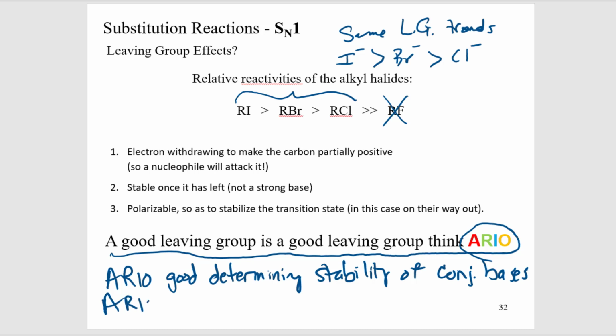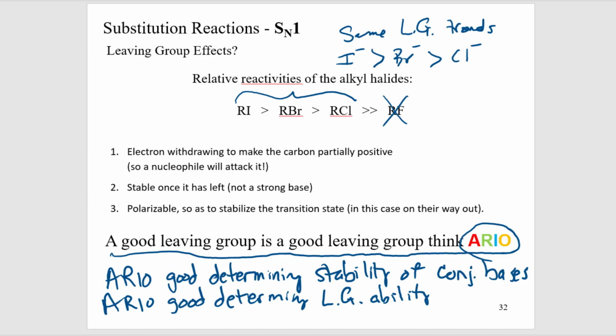REO is also good for determining the leaving group ability, because a leaving group will only leave if it's stable. Something's not going to leave a molecule if it's going to cause this massively high energy negative charge. Like, what's the point? What's the thermodynamic thrust for it?